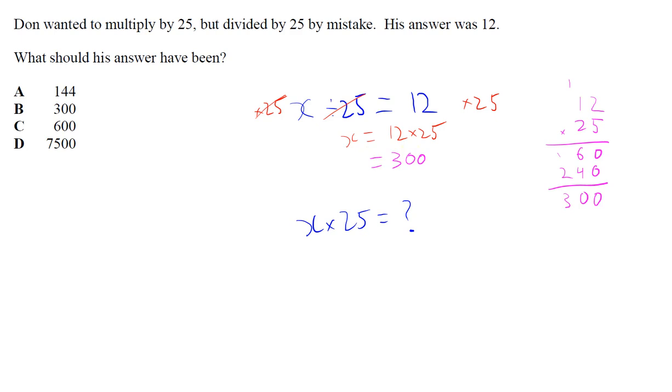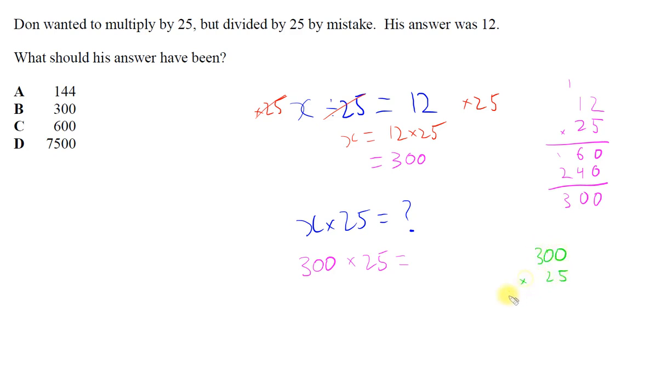Now what was the question asking? The question is asking that Don wants to multiply by 25, so what should his answer be? So, in other words, they're asking us, what's 300 times 25, since we know that x is 300? Well, to do this, we'll do another little algorithm on the side.